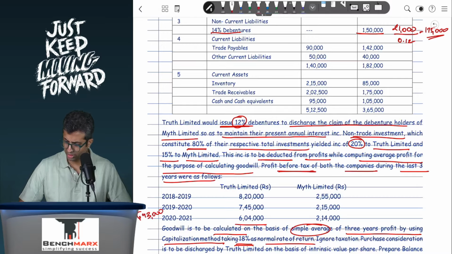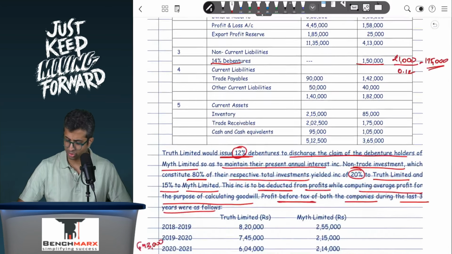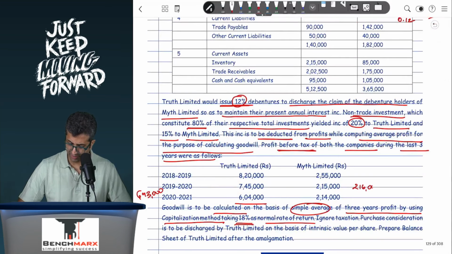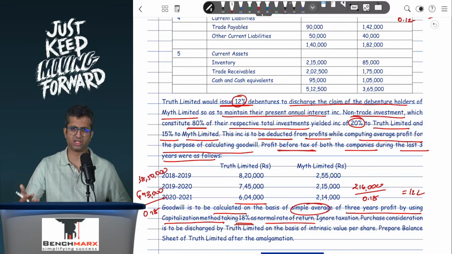And for the average, 255 plus 215 plus 214 divided by 3, that is 228, minus 15 minus 12,000, comes to what? I think 2,16,000. And if I have to calculate goodwill by the capitalization method, I will capitalize at the rate of 18%, 0.18, and the goodwill comes to what? 12 lakhs and 693 upon 0.18, and it comes to what? 38 lakh 50.